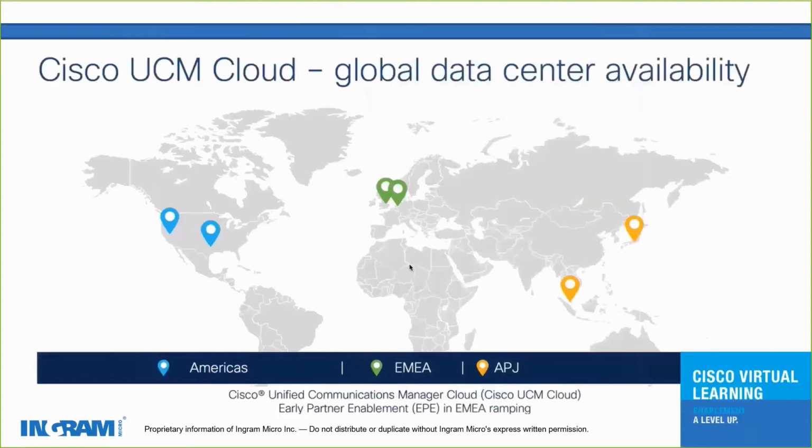As far as where you need to connect to, these are the different locations. In America, we have San Jose and Dallas. For the EU, there's Amsterdam and London. And in APJ, we have Tokyo and Singapore. So as long as you connect back to one of those data centers, then you can pretty much offer this.